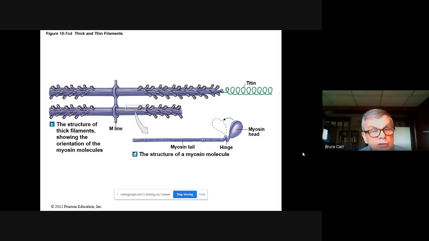Okay, back to the myosin strand. You can see it's like a bundle of myosin molecules with the heads sticking out in every direction. Now, this is going to allow our understanding of how the cross bridges actually form on the actin and pull them toward the M line.